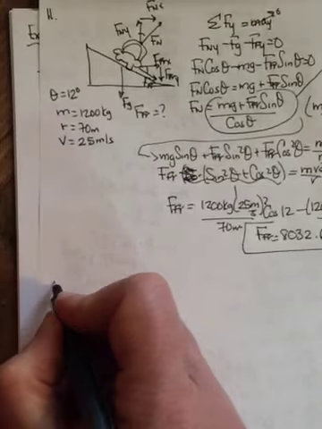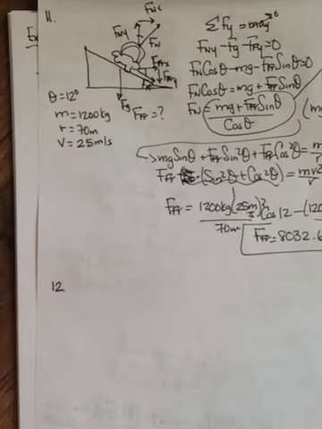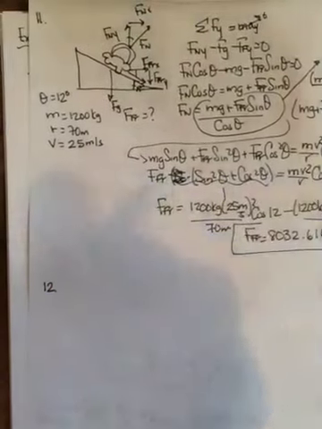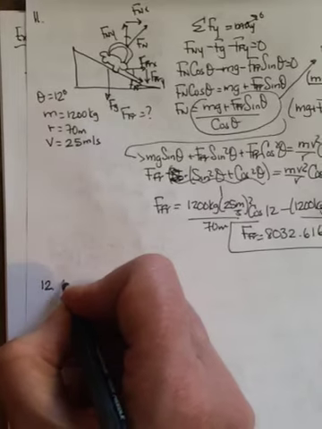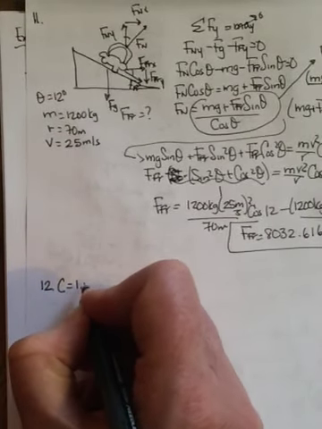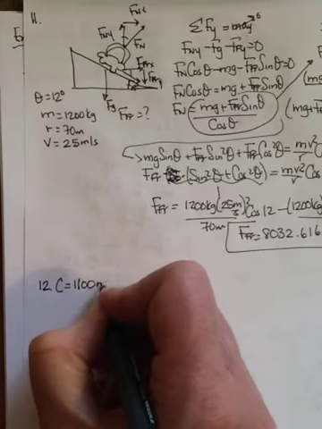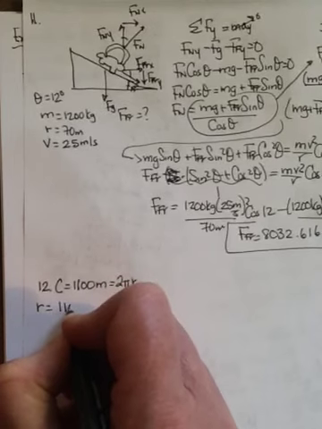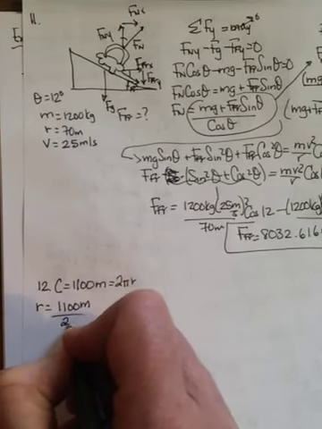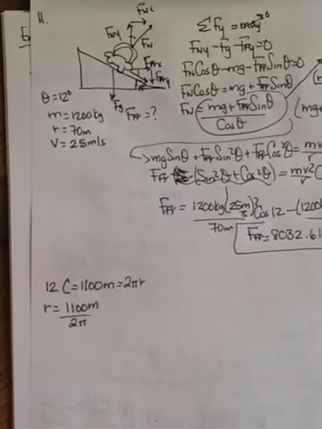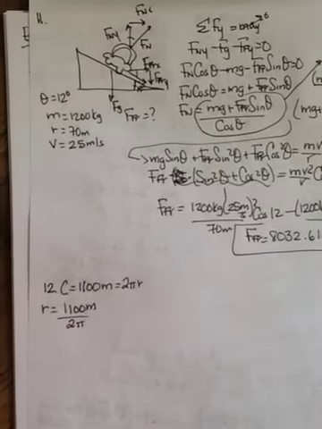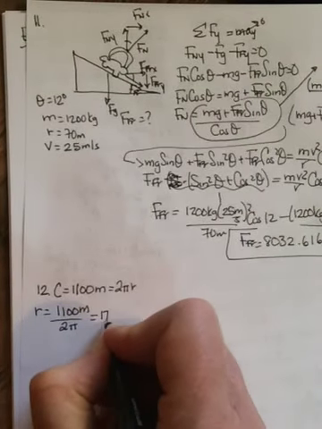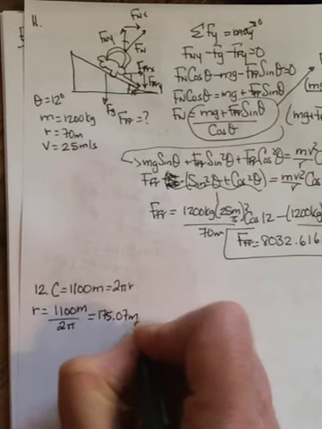Number 12 says, traveling home from St. John, you notice the exit to Fredericton has a circumference of 1.1 kilometers. Circumference of 1.1 kilometers, or 1,100 meters, and that's equal to 2 pi r. So r is going to be 1,100 meters over 2 pi. Okay, most people who mess this question up have used the 1,100 as the r. It is not the r. When you do this math, you get 175.07 meters for the r.